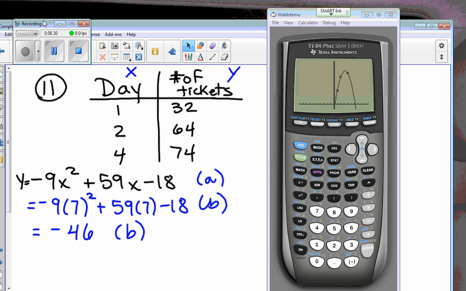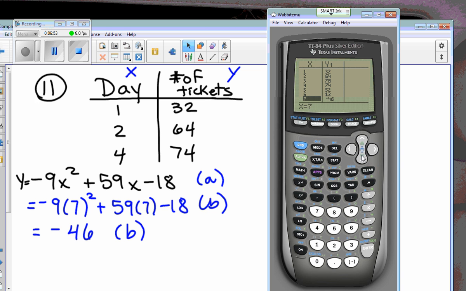Where does it cross here? Let's go to our table and figure out when it becomes negative. It looks like after day 6, it becomes negative. So maybe day 6 is the last day they sell tickets. Okay? So this model only works for a short period of time. That happens sometimes. It doesn't work all the time.